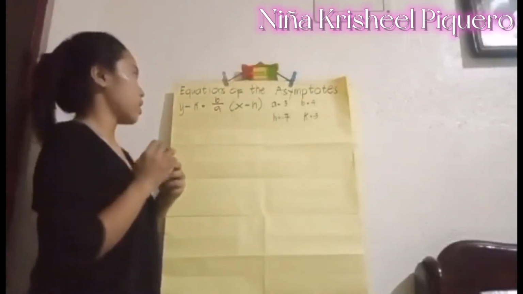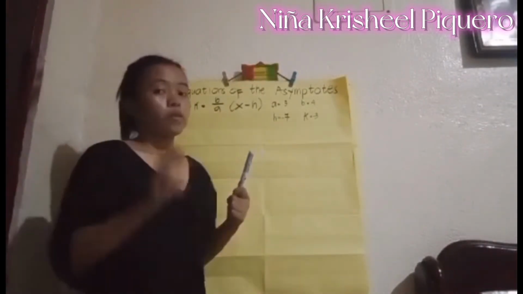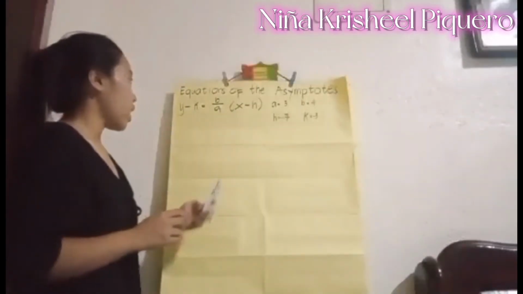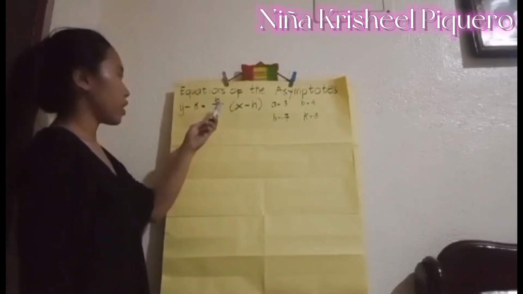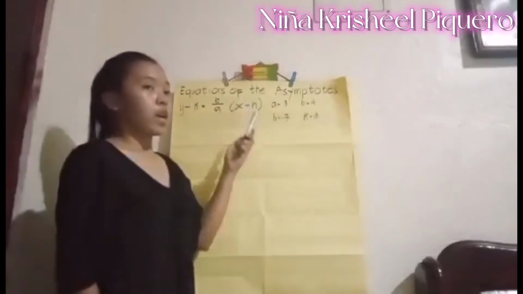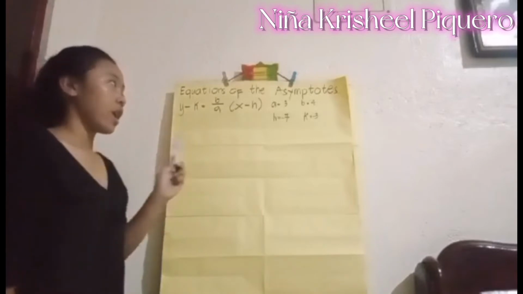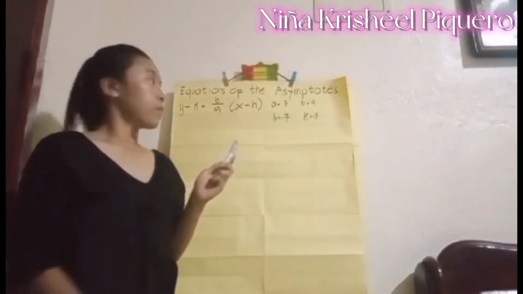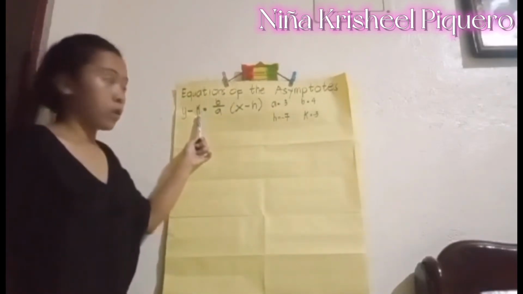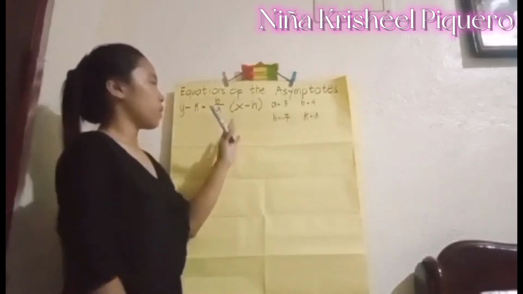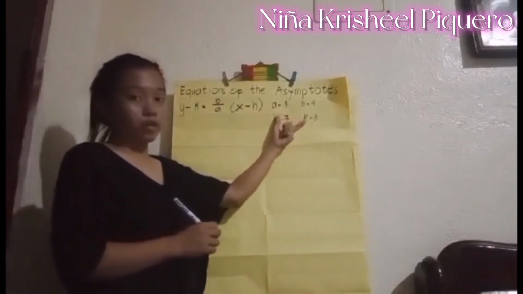Next is the equations of the asymptotes of the hyperbola. We have two formulas that we are going to use. First is the y minus k equals b over a times the quantity of x minus h, and the other one is y minus k equals negative b over a times the quantity of x minus h. So first, we are going to solve this first formula.